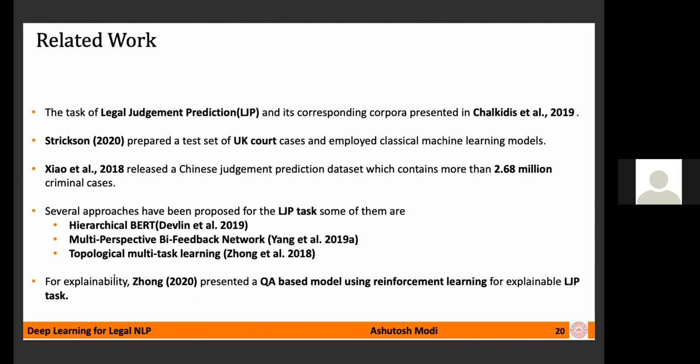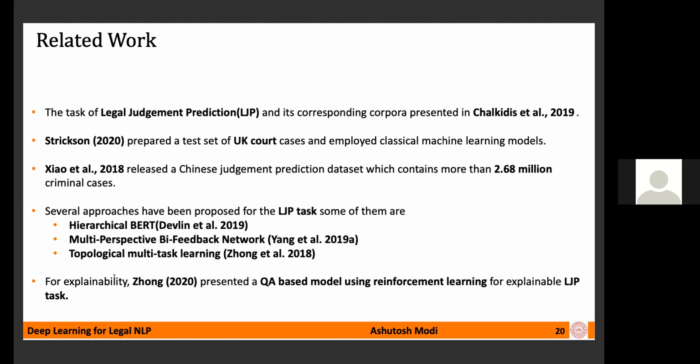And in 2018, Xiao et al. released a large-scale Chinese data set for the task of judgment prediction, and it contains around 2.68 million criminal cases. Several approaches have been put forward for the task of judgment prediction, notably hierarchical BERT, multi-perspective bi-feedback network, and topological multitasking.